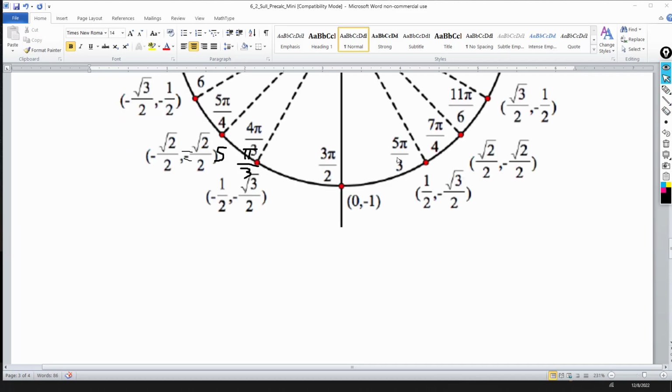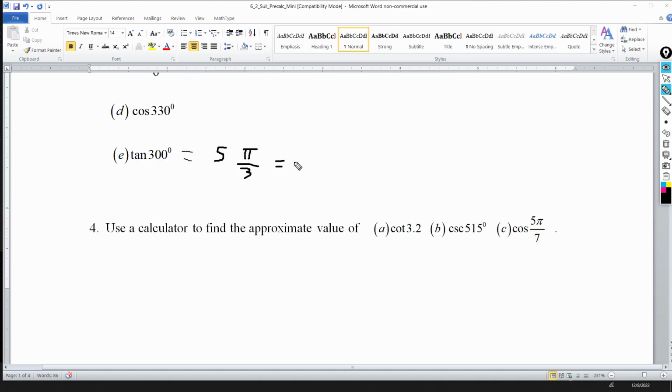And here it is. 5 pi over 3 has coordinates on that point in that circle, 1/2 and minus radical 3 over 2. So the tangent is given by the y coordinate over the x. If I take minus radical 3 over 2 divided by 1/2, the 2's will cancel out and leaves me with minus radical 3. So this is equal to minus radical 3. Okay, and the next one, use a calculator.